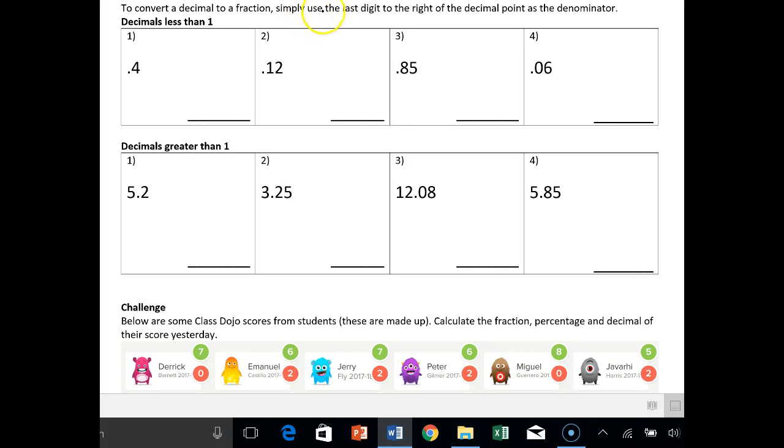And to do that, we simply use the last digit to the right of the decimal point as the denominator. So we're just looking for place value here. And so that's what we're going to label. You can have your reference sheet out to label that.